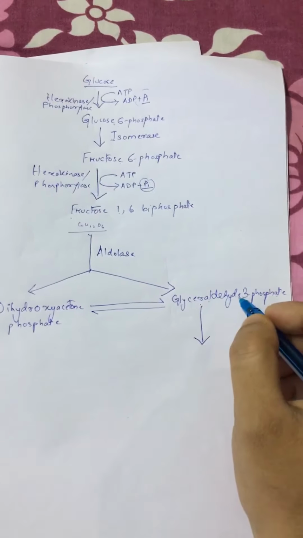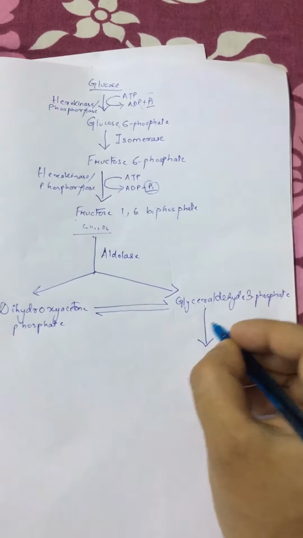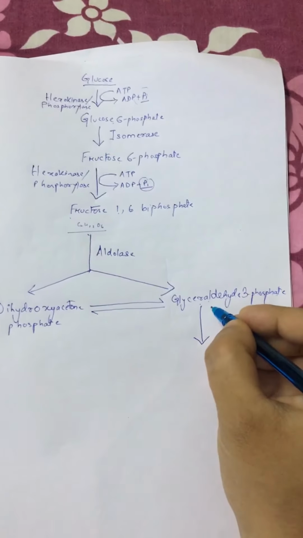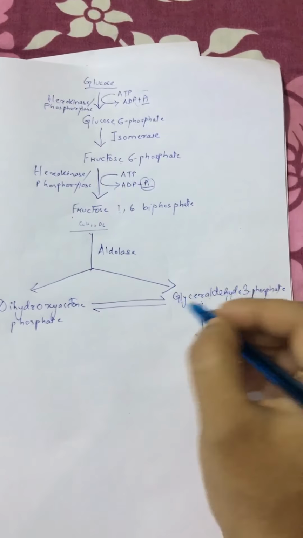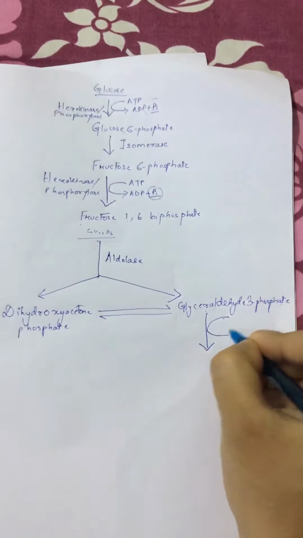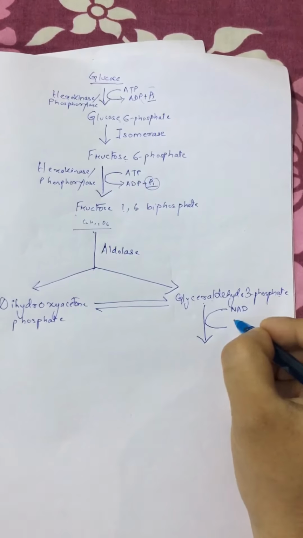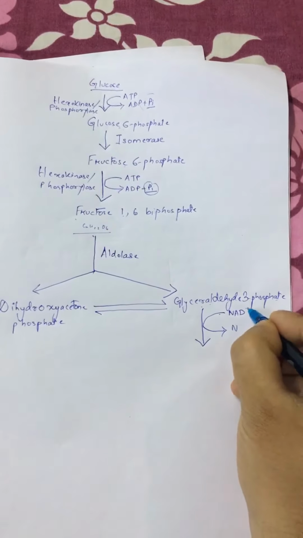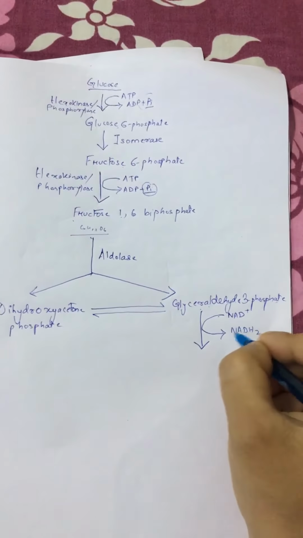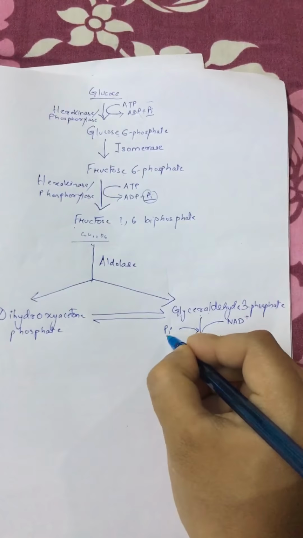That means this aldehyde molecule will now be converted into acid, and that acid is nothing but phosphoglyceric acid or phosphoglycerate. But we know that whenever something gets oxidized, something gets reduced, because it is a redox reaction. So what will get reduced here? NAD, that is nicotinamide adenine dinucleotide. NAD plus will get converted to NADH2, right? So this will get reduced, and an inorganic phosphorus will be added at this particular step.